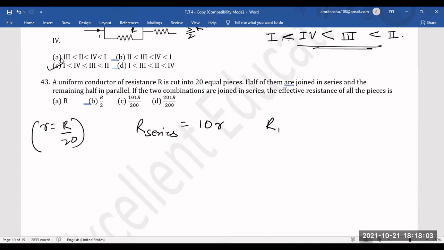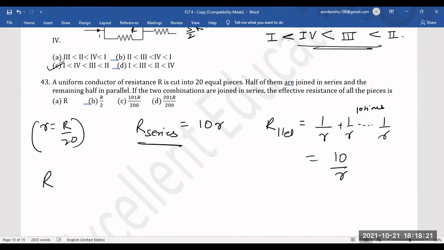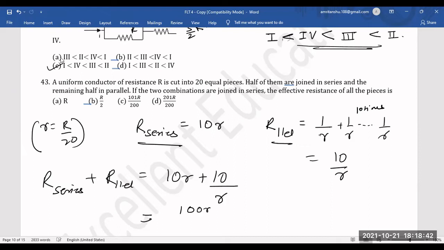And the resistance in parallel will be 1 by R plus 1 by R. This will be 10 times, which makes it 10 by R. Now it says if the two combinations are joined in series, if I join this and this in series, this will give me 10R plus 10 by R. That makes it almost 100 plus.